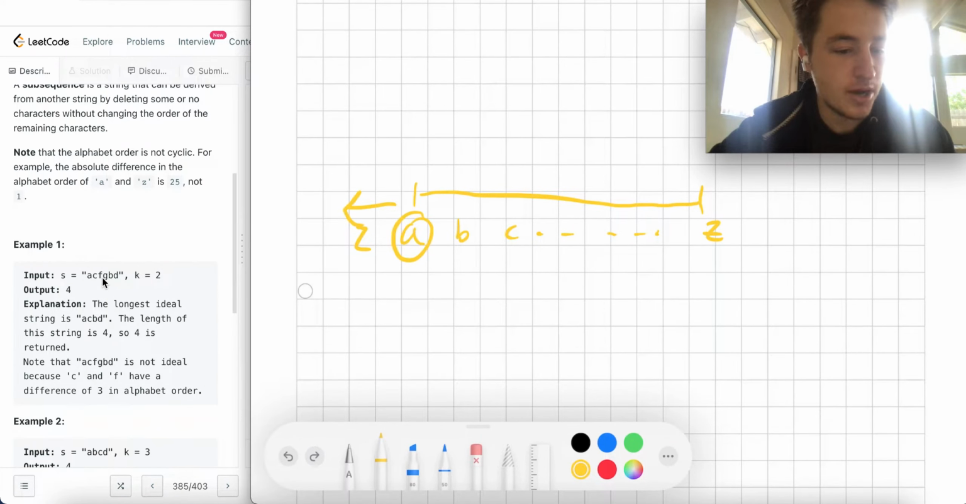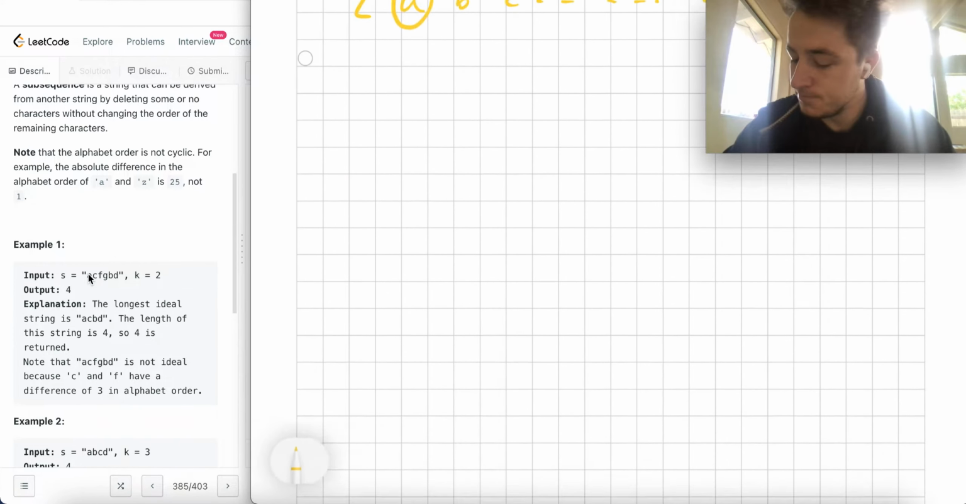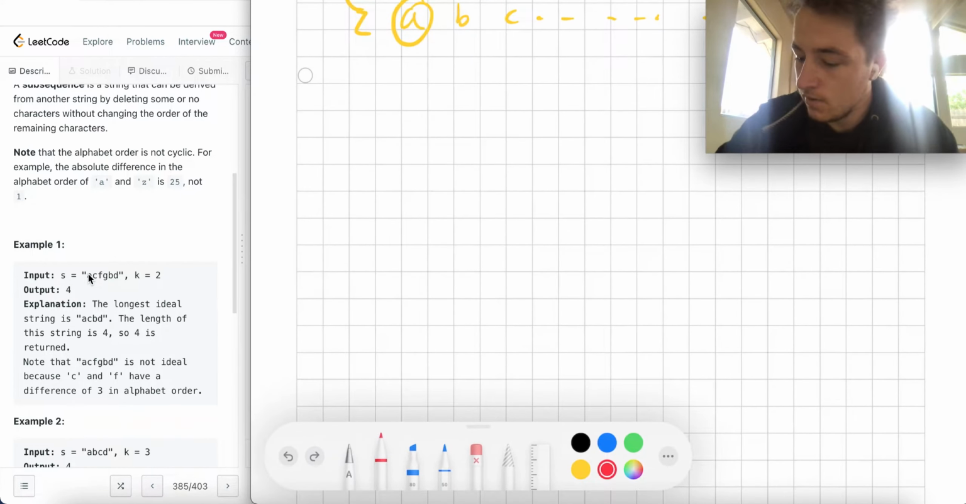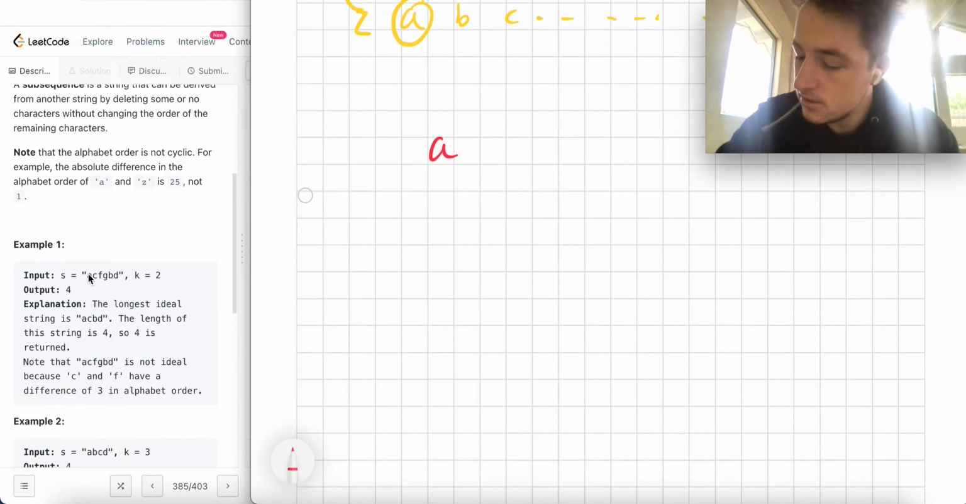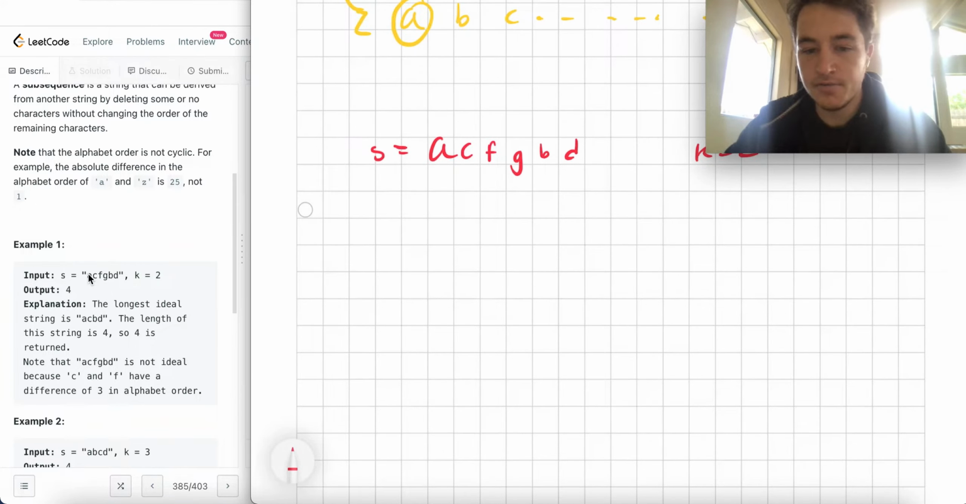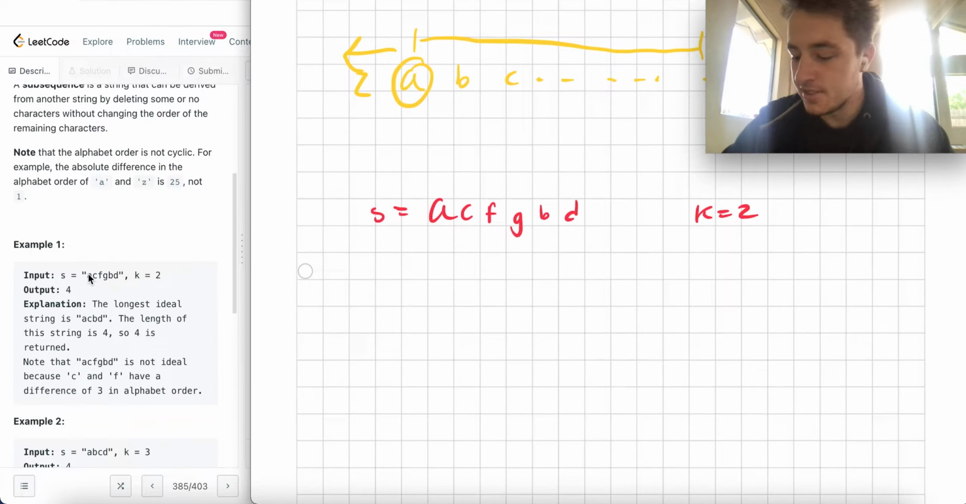Okay, so when we look at this problem, we have S equals A, C, F, G, B, D, and K equals 2. So what does that mean for this problem? Well, that means that for any letter, the previous letter has to be less than or equal to 2 characters away, right? And what I mean by 2 characters away is their relative distance to each other in the alphabet. So A and C are 2 characters away.